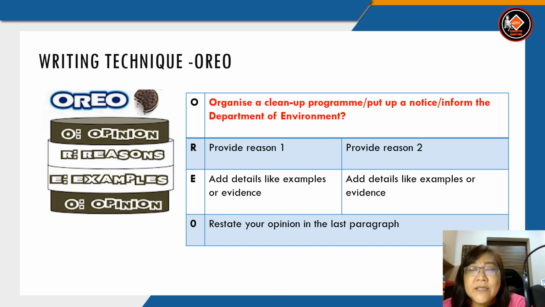Dear students, the same technique is used for the second exercise. Remember, you are using the Oreo technique. You have 3 options here: organize a cleanup program, or put up a notice, or inform the Department of Environment. Do remember to provide reason 1, reason 2, and then add details like examples or evidence. And the last part, you have to restate your opinion in the last paragraph.